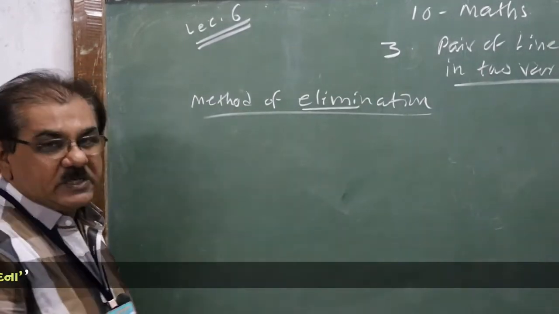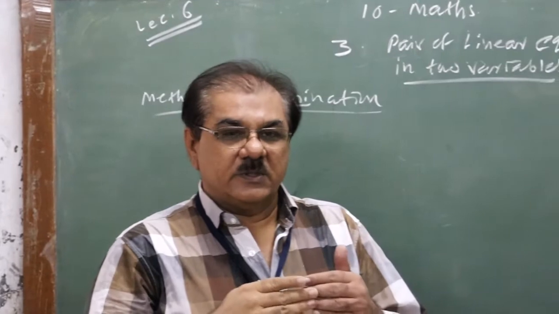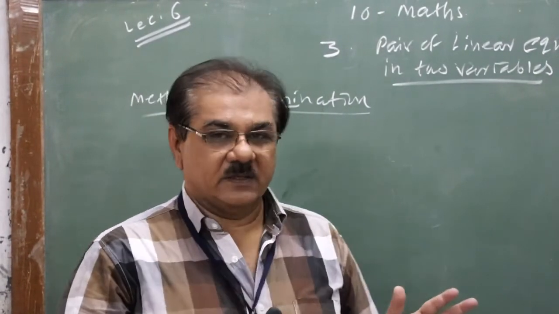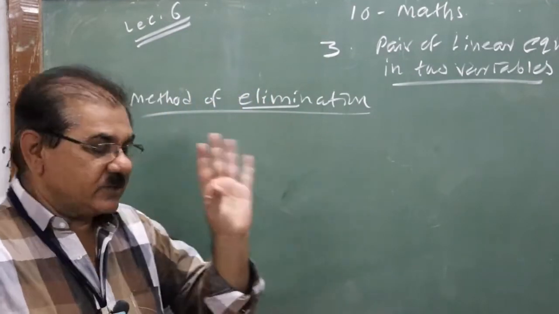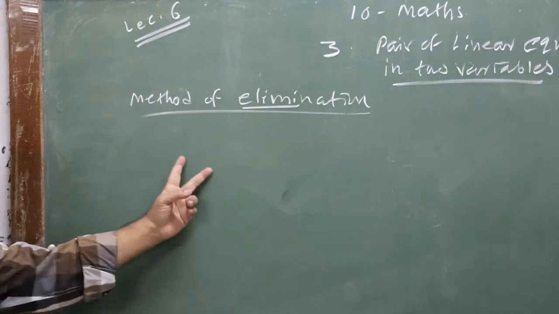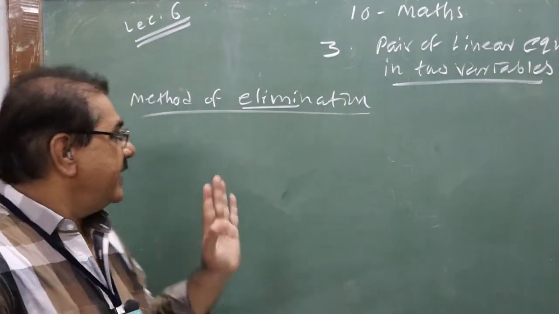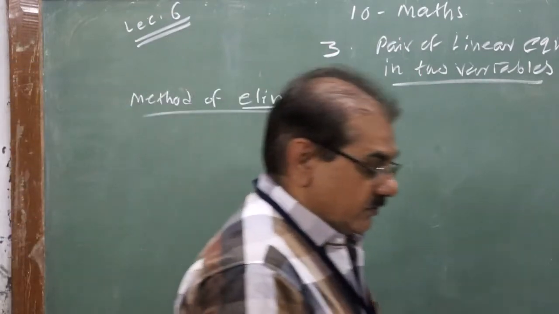Eliminate. To eliminate means what? To discard, to disappear something, or to omit something. In Gujarati we say gayab kari nakhu. Something should be disappeared. So out of the two variables x and y, any one variable should be discarded, any one variable should be eliminated. Okay? So what is the method?